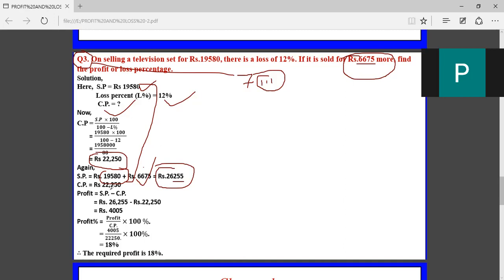Then cost price is what? 22,250. Okay. Then now there will be profit or loss. Of course, there is profit because selling price is bigger. Then selling price minus cost price is the profit. Profit is 4,005. If you know profit, then you can find out profit percent now. Profit percent equals profit by CP into 100%. If you cancel, then you will get 18% profit. This is the answer.